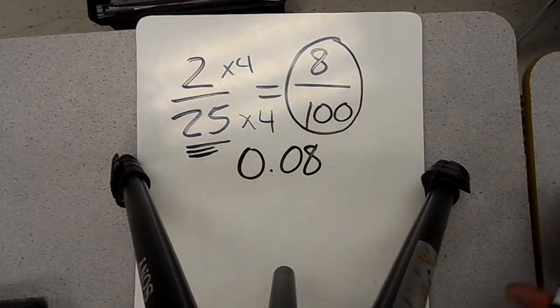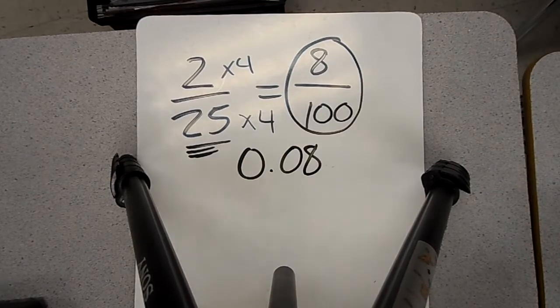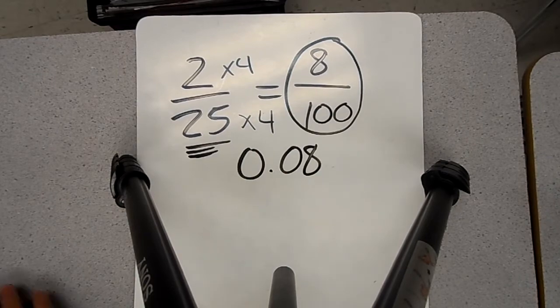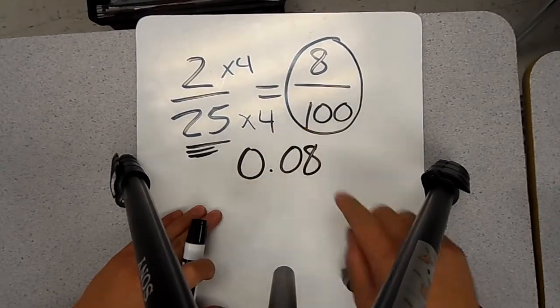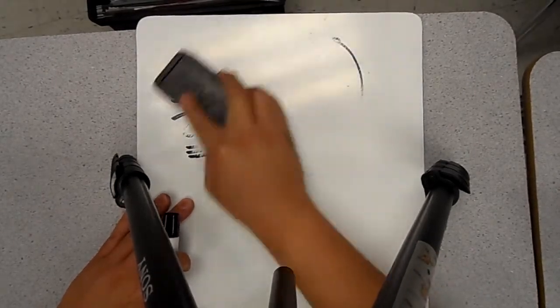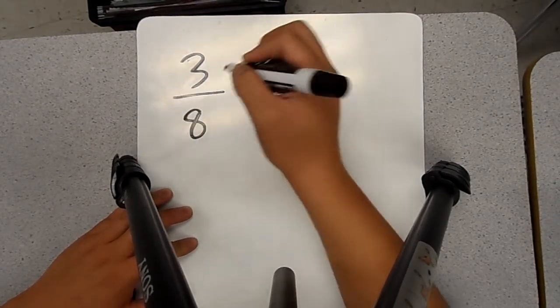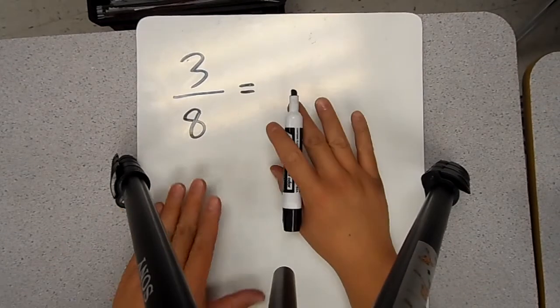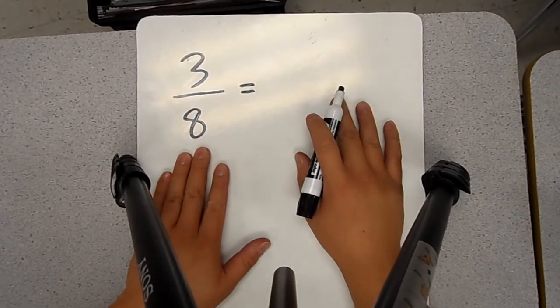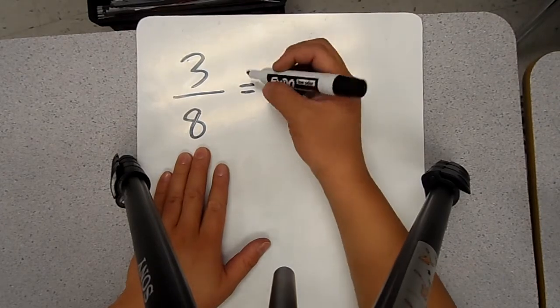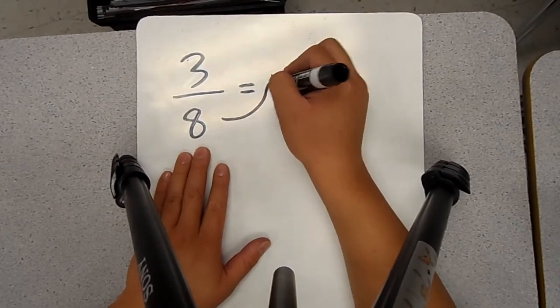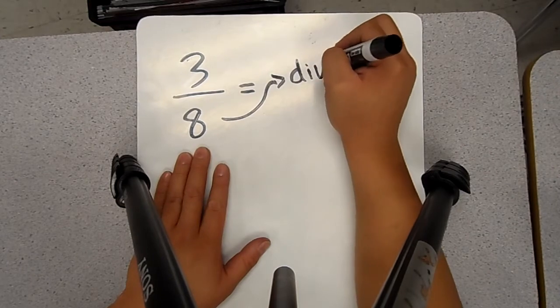This is quite possibly the simplest way of converting a fraction to a decimal. However, it's not the most practical way because most of the time the denominator won't get to 100. So let's do one of those examples. Now, again, we'll keep it simple. So let's pick a fraction like 3 over 8. Now, we cannot multiply a number by 8 to get to 100. We simply can't. Because we cannot do that, this becomes division.